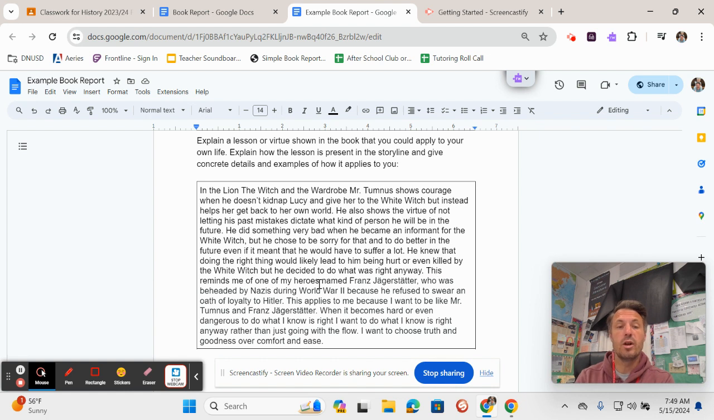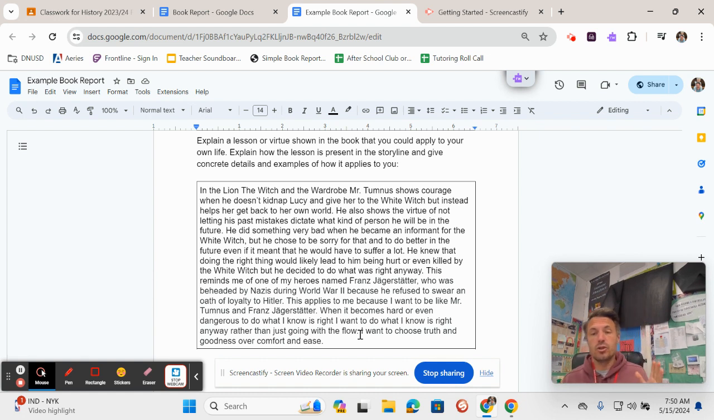This reminds me of one of my heroes named Franz Jagerstatter, who was beheaded by the Nazis during World War II because he refused to swear an oath of loyalty to Hitler. This applies to me because I want to be like Mr. Tumnus and Franz Jagerstatter. When it becomes hard or even dangerous to do what is right, I want to do what I know is right anyway, rather than just going with the flow. I want to choose truth and goodness over comfort and ease.